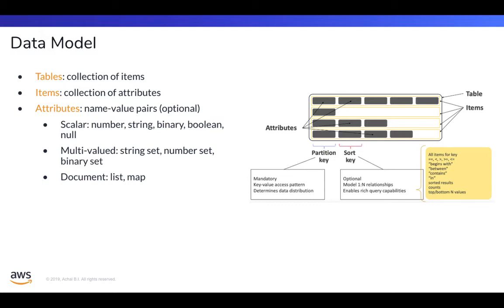Attributes are also optional in nature, so it is not a must-have for the item. The most important, mandatory part of an item is the partition key. The partition key is accessed based on key value, and it determines the data distribution within the DynamoDB distributed system.